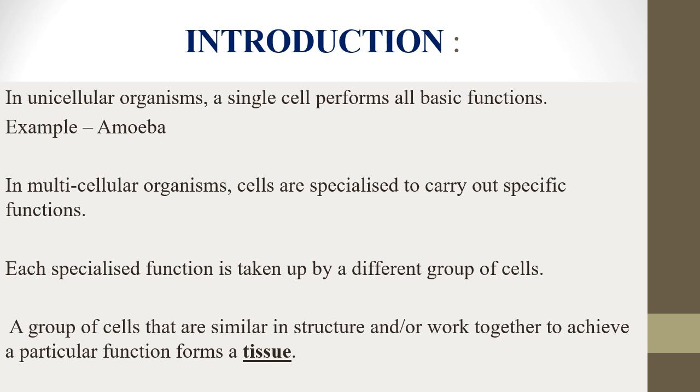Basically, multicellular organisms show division of labor. Cells specializing in one function are often grouped together in the body. This means that a particular function is carried out by a cluster of cells at a definite place in the body. This cluster of cells is called a tissue. So here is the definition of tissue: a group of cells that are similar in structure and work together to achieve a particular function forms a tissue.